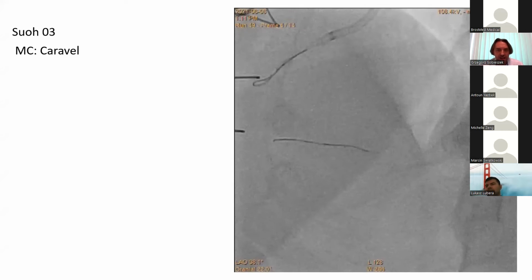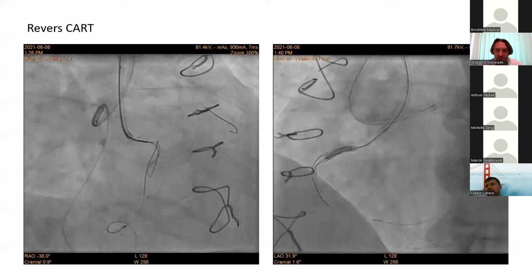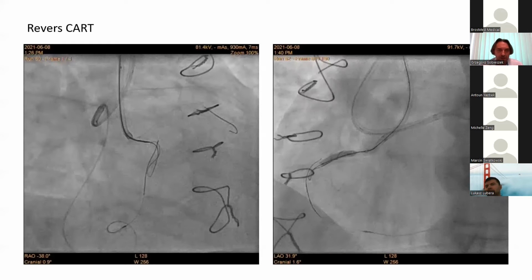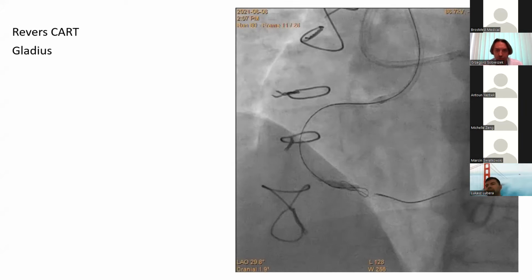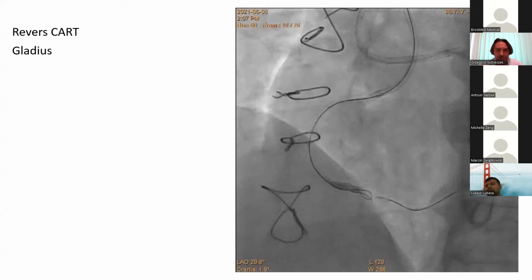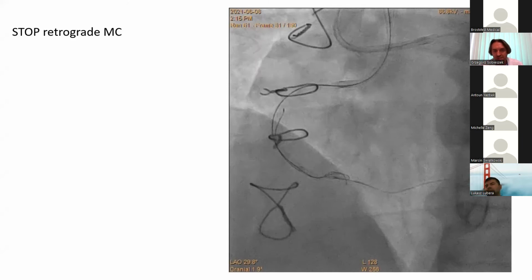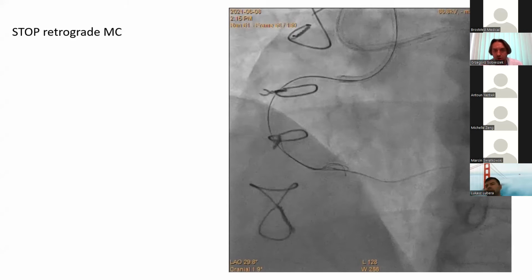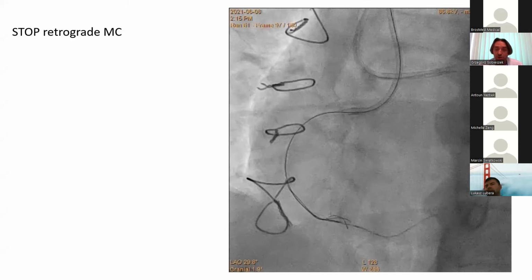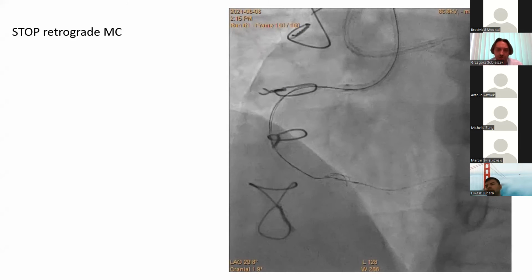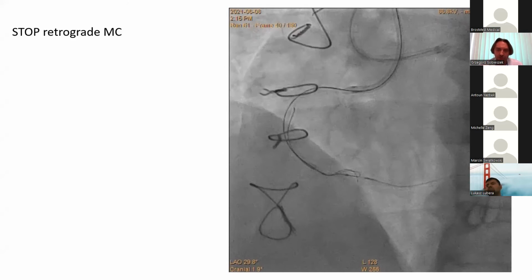In the next stage, we performed reverse CART in different places, and finally it was possible to find a good place, and as you can see on this slide, to progress with the retrograde Gladius to the antegrade Trapliner. But then we had a big problem with the retrograde microcatheter stopping due to calcifications in the distal segment of the right coronary artery.